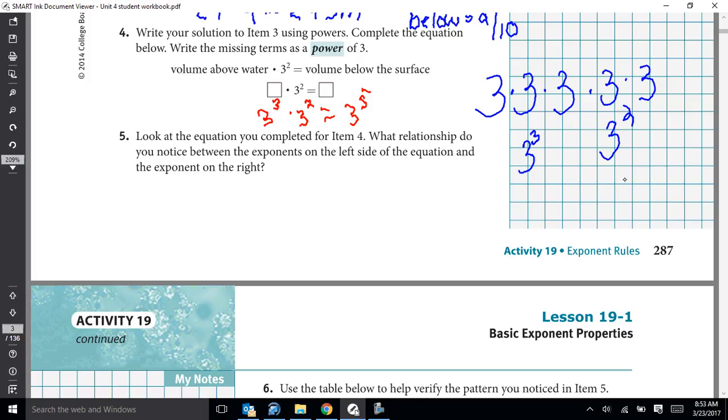All right, so look at the equation you completed in item 4. What relationship do you notice between the exponents on the left side of the equation and the exponents on the right side? What did we do to them to get them to equal? We had 3 and 2. What did you do to those numbers? You added them. So we have this 3 and these 2, and we have 3 plus 2, and that's where that 5 came from. So excellent.